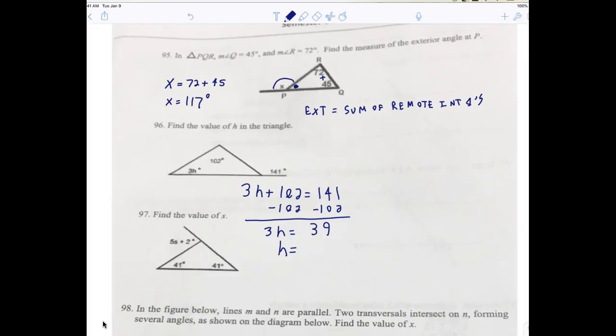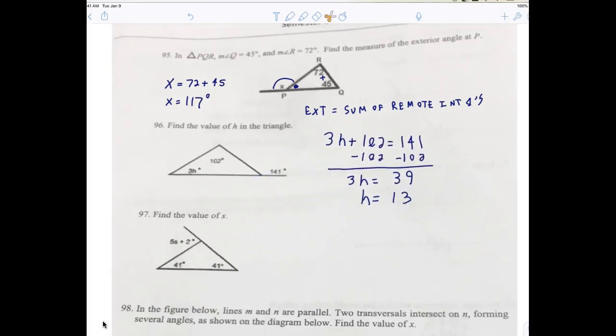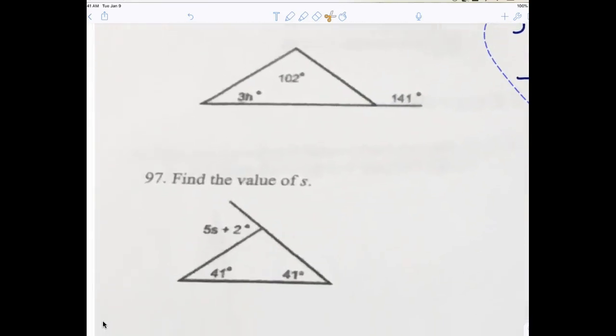So h is equal to what? Now you divide by 3 on both sides. h is equal to 13. Good job. Okay. Now I want to do 97.